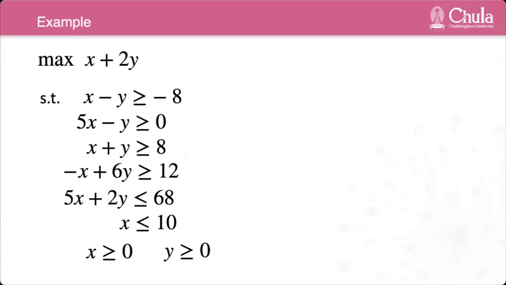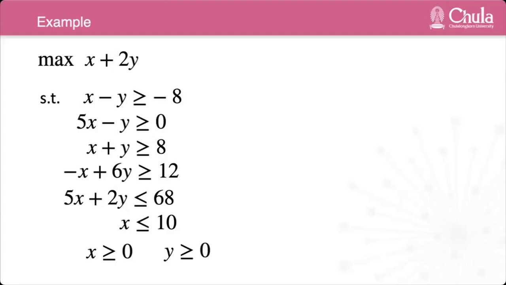For this one, maximize x plus 2y, right? The first inequality constraint: x minus y is greater than or equal to minus 8. You multiply by -1, then this greater than or equal becomes less than or equal, and this is positive. Everything is okay.